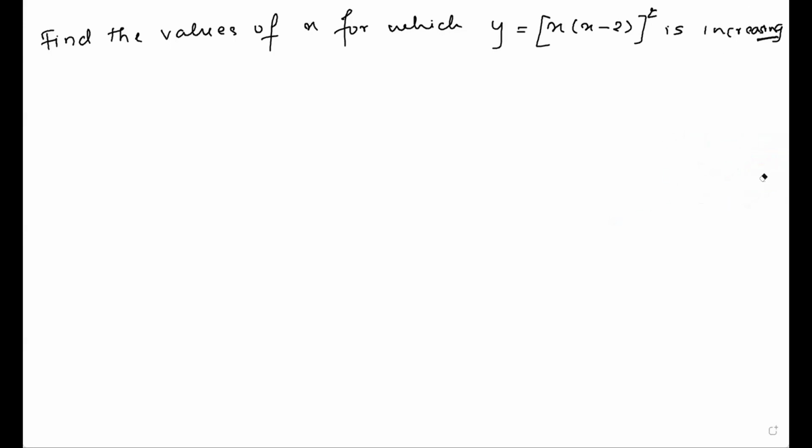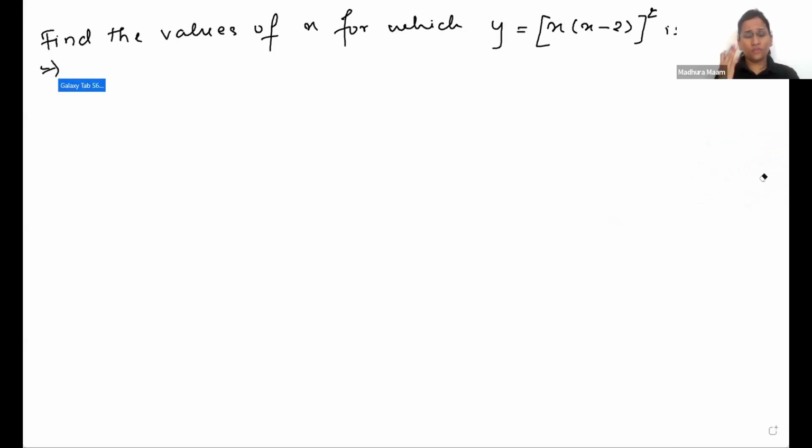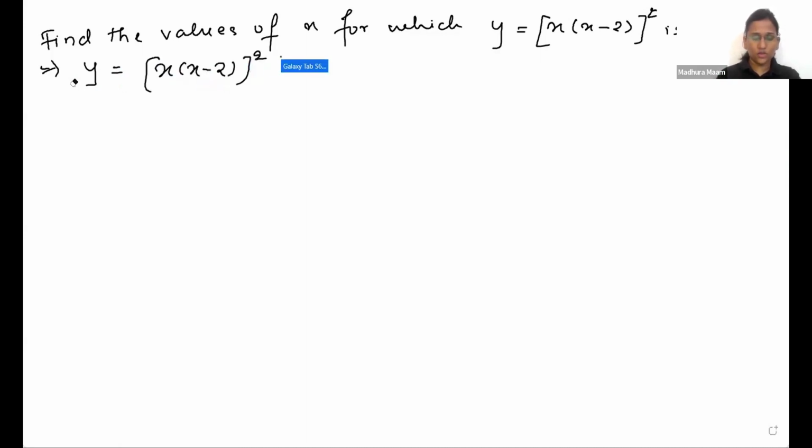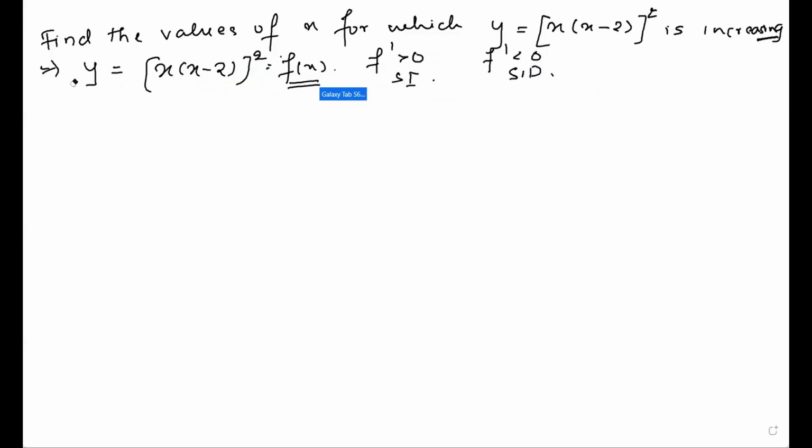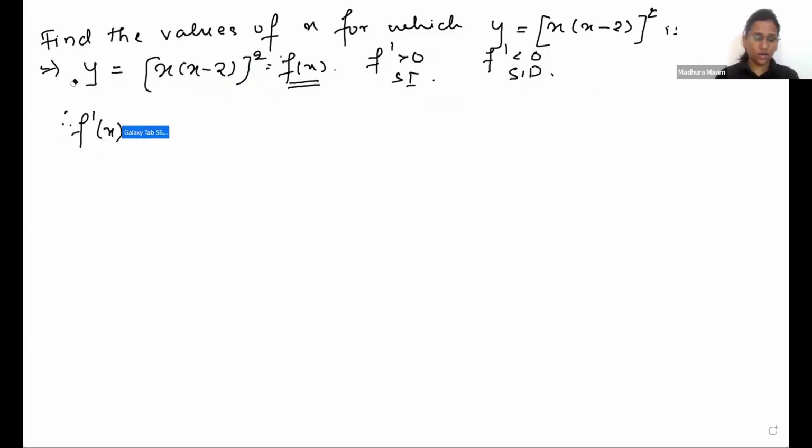Yes, ma'am. There will be infinite numbers. Many infinite numbers will be there for which it will be increasing. We cannot find that, so we will find the interval itself. Okay. So what is given? x into x minus 2 whole square. We know that this is f of x. It will be increasing if f dash is greater than 0. It will be decreasing if f dash is less than 0. Correct? So do I have to find f dash here or not? Yes, ma'am. Yes, therefore differentiate. Now tell me, is this a chain rule again? Yes, ma'am.